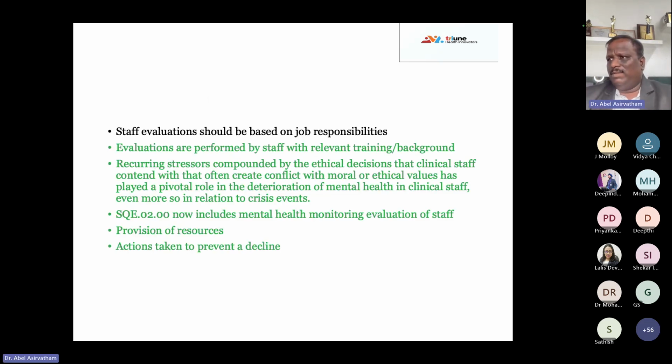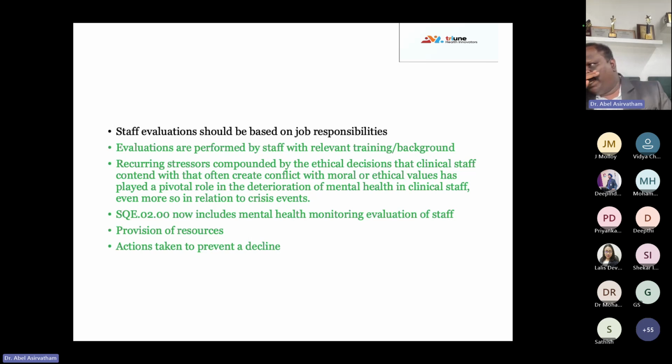So staff evaluation should be based on job responsibilities, and evaluations are performed by staff with relevant training and background. Okay, so whenever a review is being done, it has to be done by a person who is thorough in the subject or who knows about the subject. Then he or she is in a position to evaluate the staff under him.